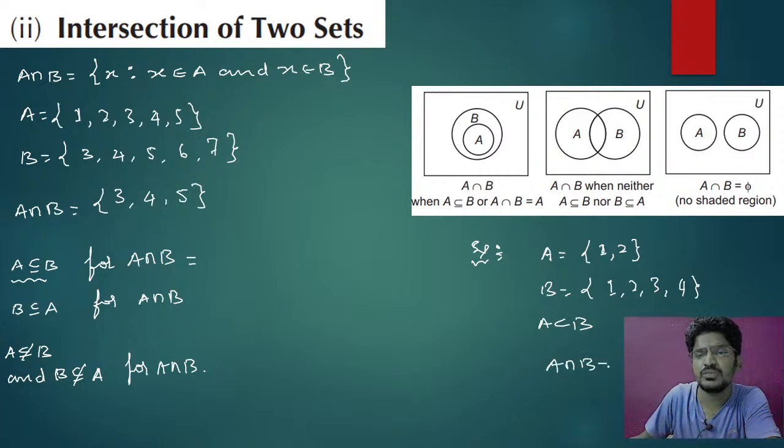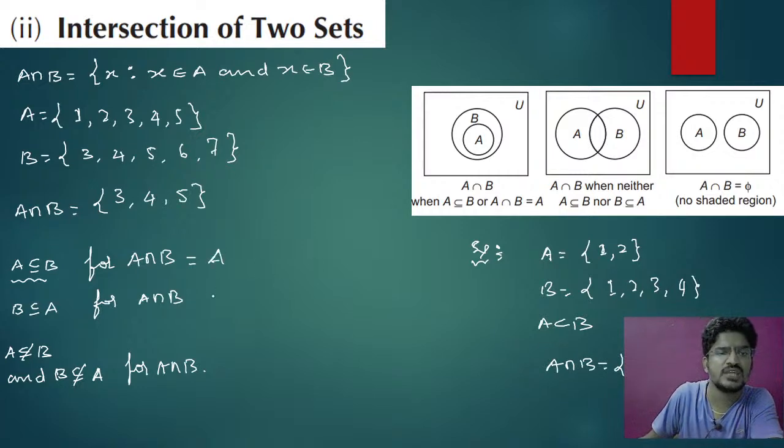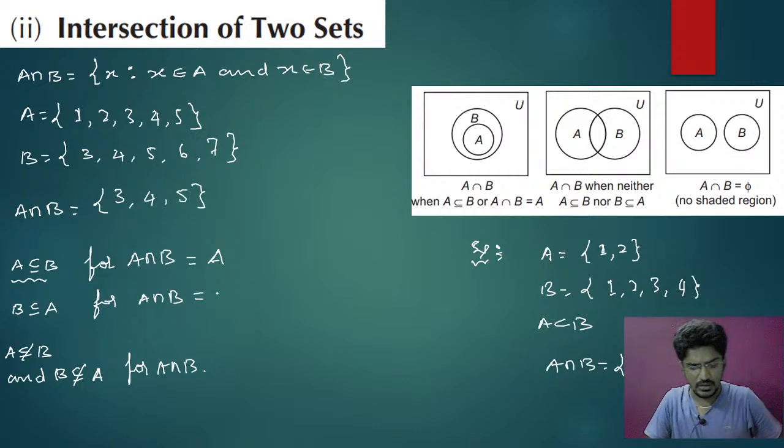A intersection B? So you are going to write {1, 2}. That is nothing but equal to A. Very good. All of you have given the right answer.